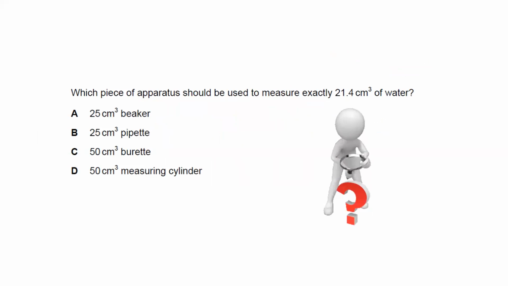Another question, which piece of apparatus should be used to measure exactly 21.4 cm cube of water? If you want to measure 21.4 cm cube of water, which one is the most appropriate apparatus? The 25 cm cube beaker means the maximum value which it can measure. A, B, C or D? A beaker is not accurate to 0.1 cm cube. A beaker is not accurate apparatus. 21.4 means we want to measure it accurately.